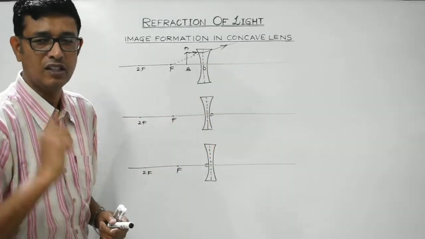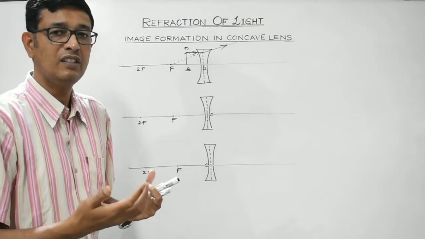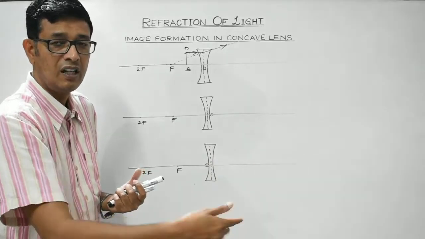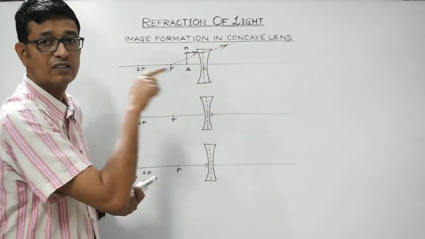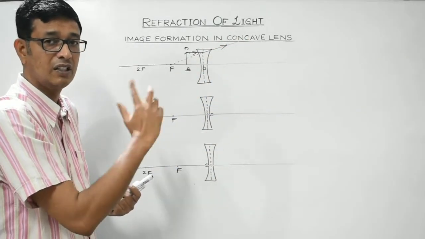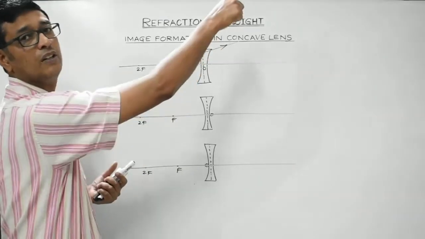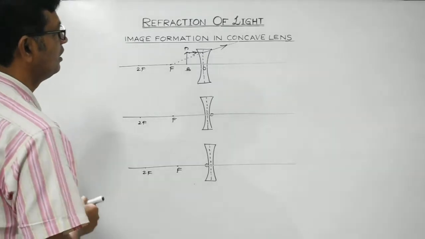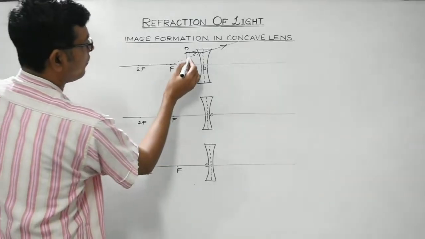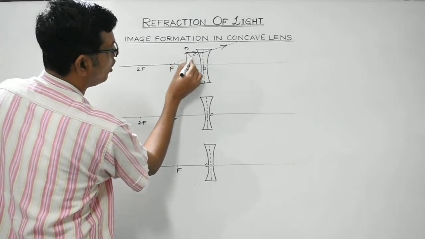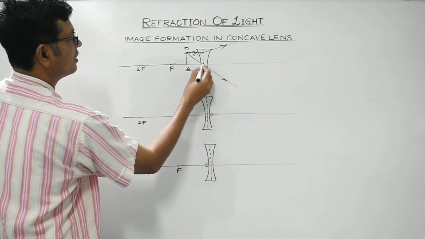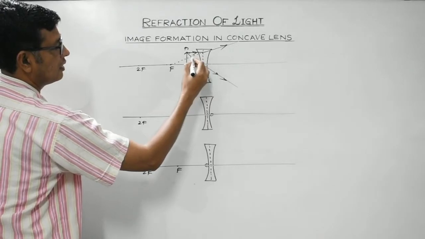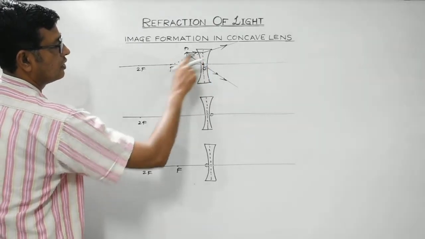Right? Rule number one. In the case of convex lens, a ray parallel to the principal axis after refraction passes through the focus. And in the case of concave lens, a ray which is parallel to the principal axis after refraction appears to be coming from the focus. This is the virtual focus of the concave lens. Right? What about the second rule? A ray passing through the optical center will remain undeviated. So this is where the intersection of the rays is taking place.